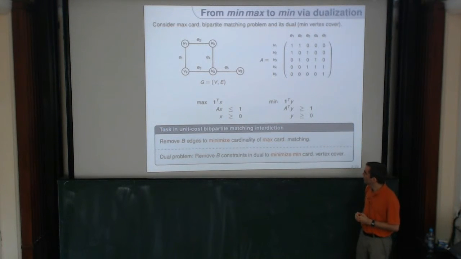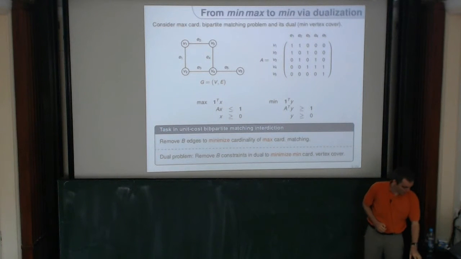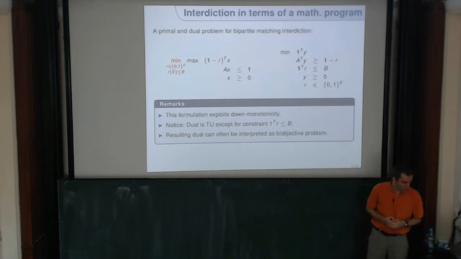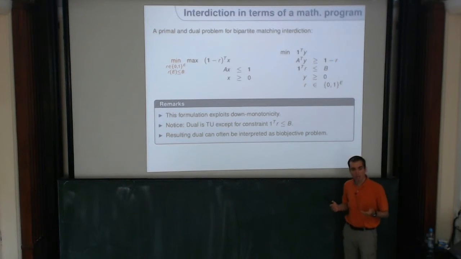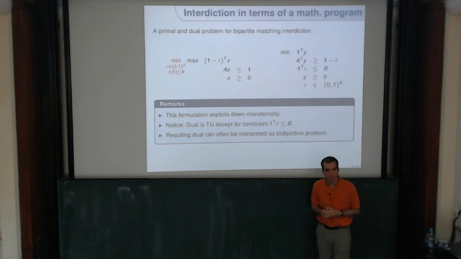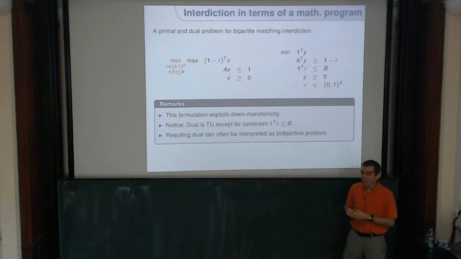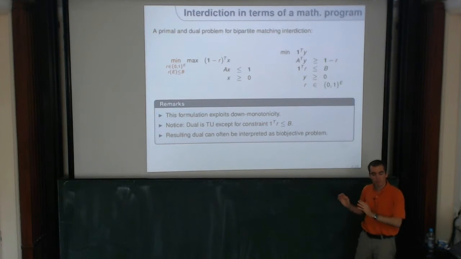Let's first move on and give a first general idea. So far I just gave an interpretation of how things can be interpreted in the primal and dual. But if you actually want to solve such a problem, you probably want some kind of mathematical program that describes the interdiction problem. There's no one-size-fits-all approach, so this is somewhat specific.